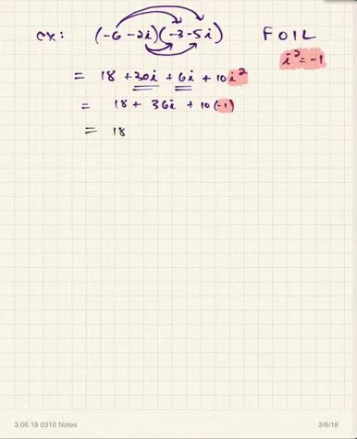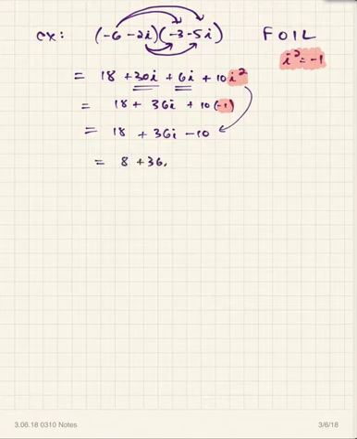So you get 18 plus 36i minus 10. And some of you might just go straight from 10i squared to negative 10. That would be okay. And so then this gives you 8 plus 36i. Right? 18 minus 10 is 8. And then just bring down the 36i.